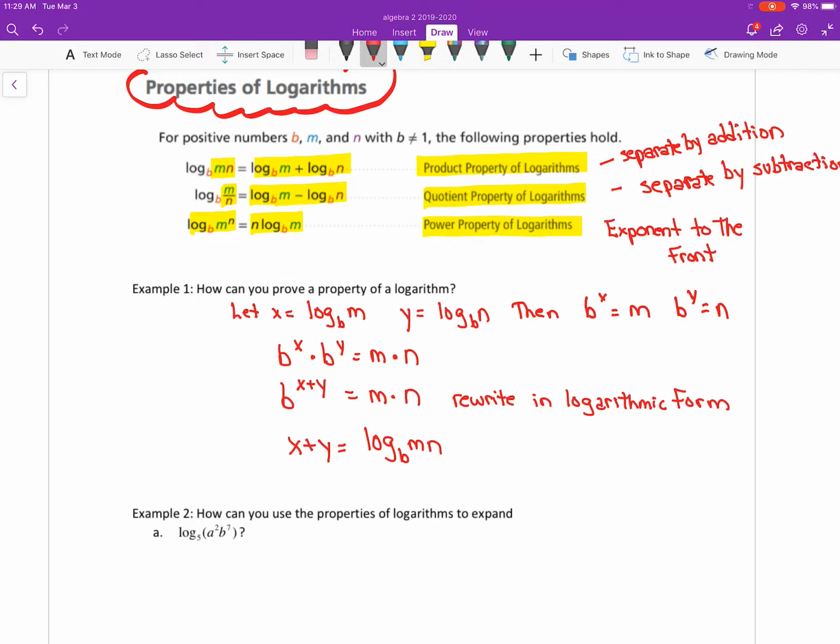And then we substitute. You know that x is log base b of m, and we know that y is log base b of n. And that equals log base b of mn. So we've just proven a property from above. You're not going to have to be in charge of proving things. I just wanted you to see where it came from.